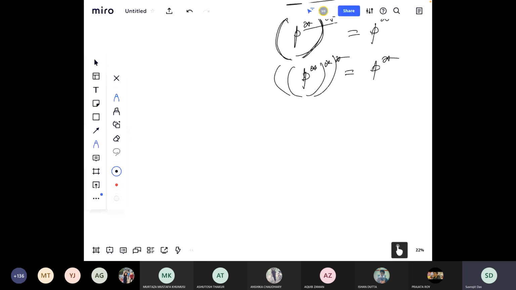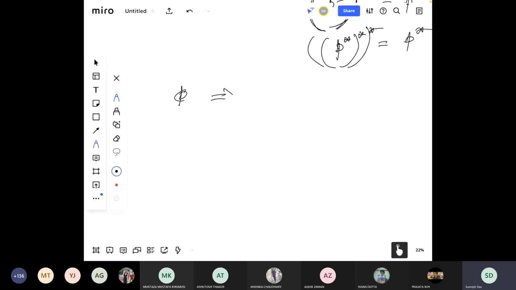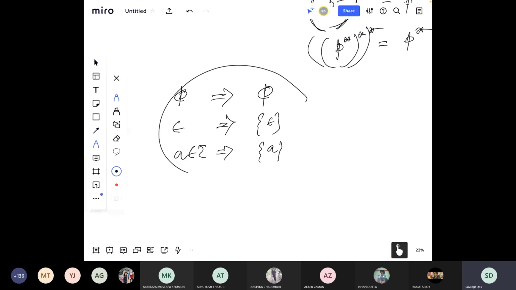And in the machine equivalent part, so what do we see? Phi is a regular expression that denotes the set phi. Epsilon is a regular expression that denotes the set epsilon. Every symbol that is an element of an alphabet is a regular expression that denotes the set A. Built upon this, if R and S are regular expressions, then R plus S, R dot S, and R star are regular expressions.